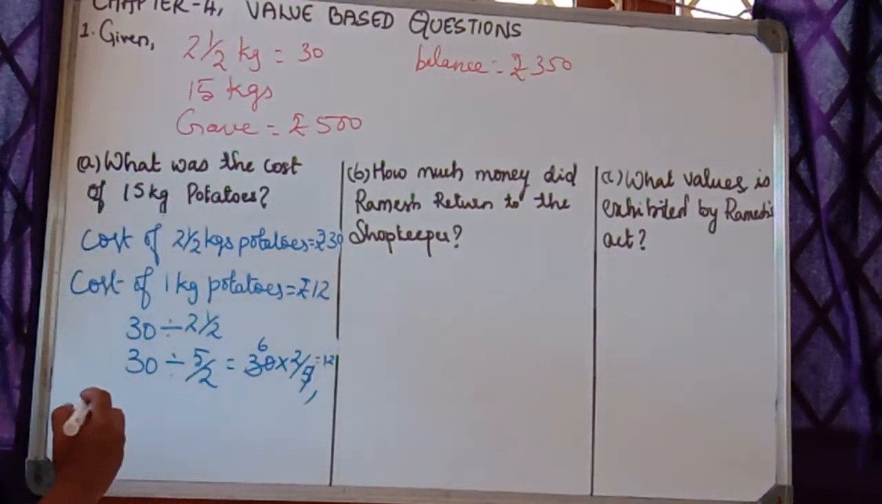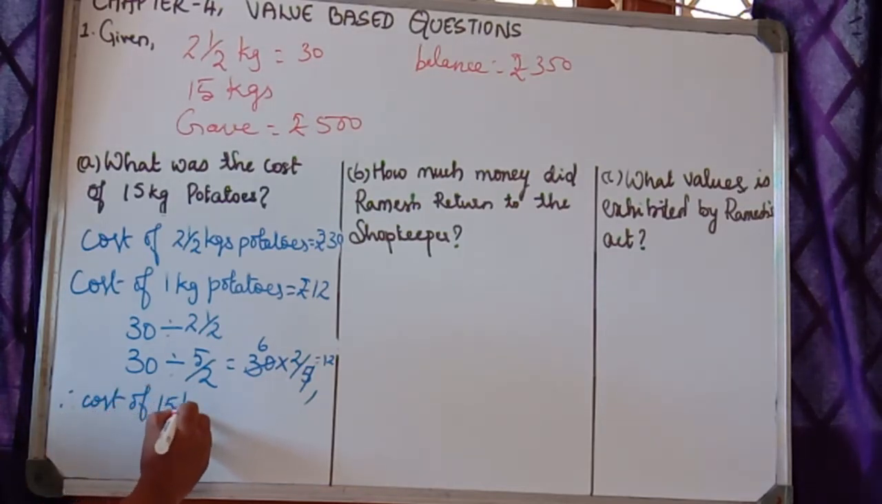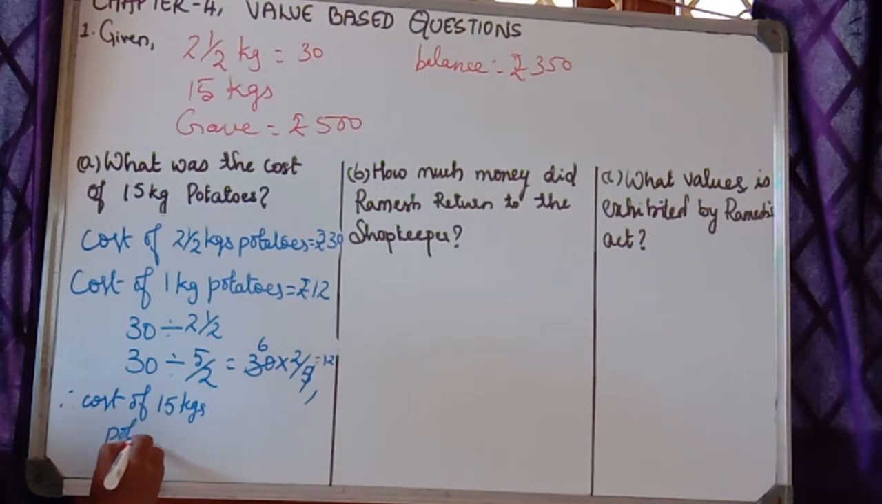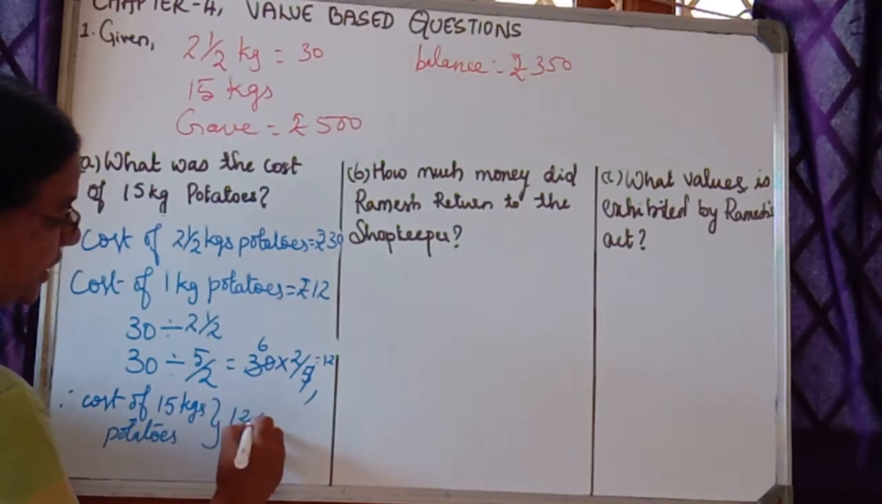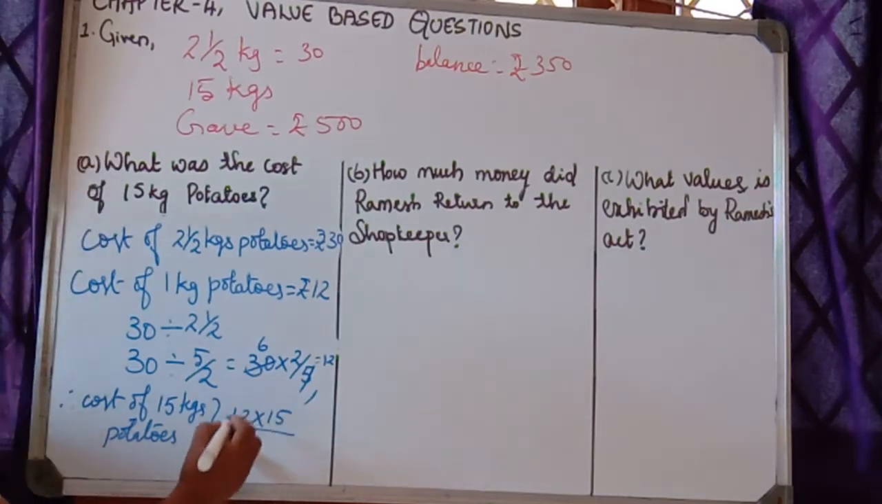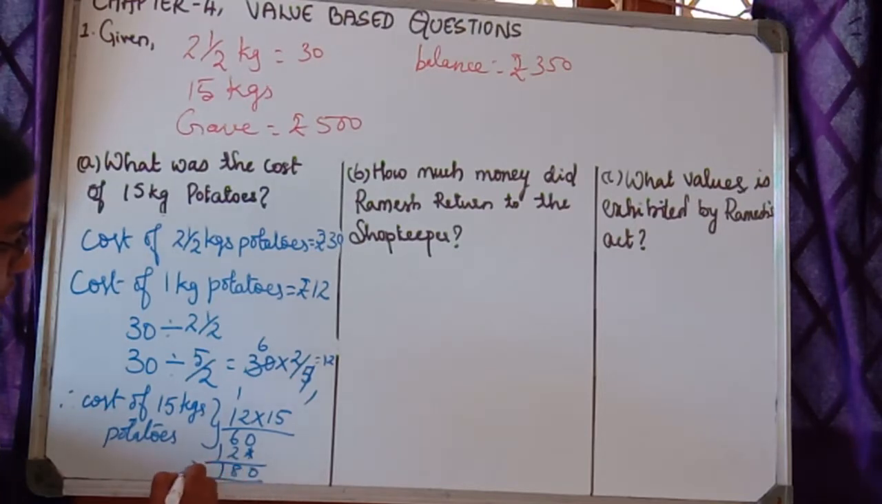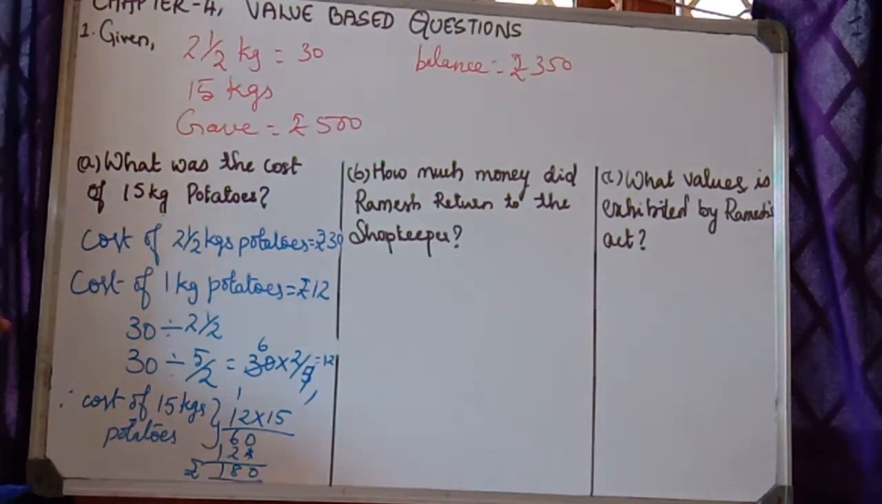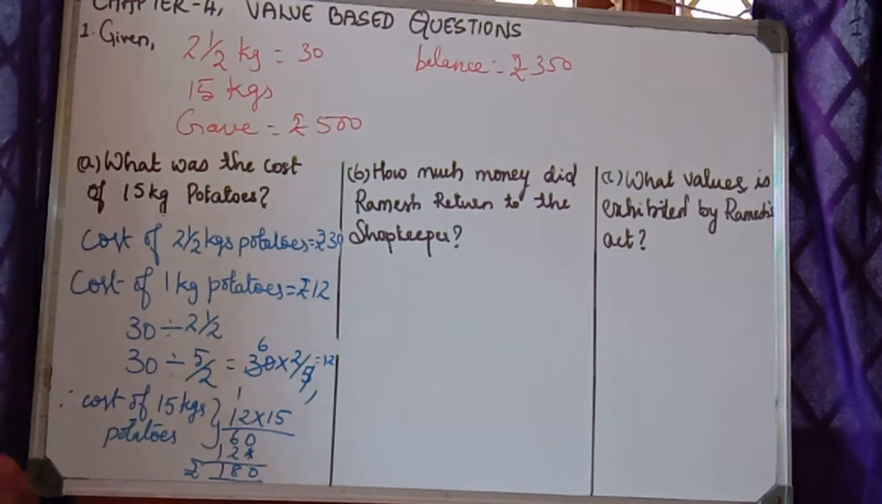Now what do we have to find out? Therefore, the cost of 15 kgs potatoes is equal to 12 into 15. 5 2s are 10, remainder 1. 5 1s are 5, 5 plus 1 is 6. Now 1 2 is 2, 1 1 is 1, 0 is 0, so 180. So what is the cost of 15 kg potatoes? 180 rupees. The cost of 15 kg potatoes is 180 rupees.